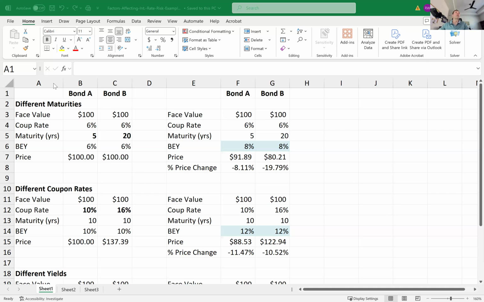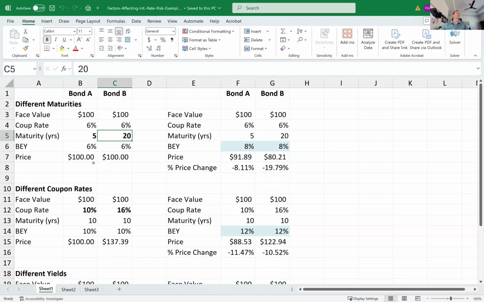Okay, so what we're going to see here is we've got bond A and bond B in each of these scenarios. In each scenario, bond A and B will be identical except for the one thing that we're looking to test. For the first one, we're going to look at different maturities. So here's bond A and B, and they've got the same face value, the same coupon rate, and the same yield, but they've got different maturities. Bond A has 5 years till maturity. B has 20 years maturity. So bond B has a longer time to maturity than bond A does, but otherwise they're identical bonds.